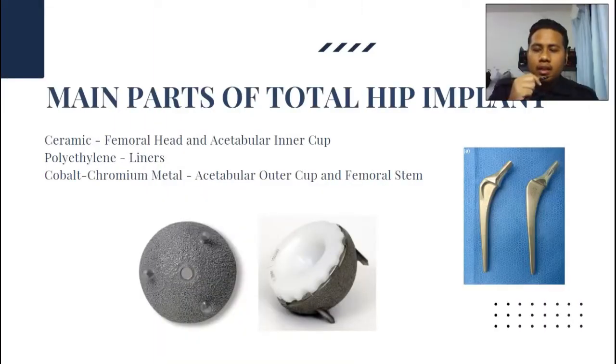The main parts of a total hip implant consist of four parts: the femoral head, acetabular cup, liners, and the femoral stem. For the femoral head and the acetabular inner cup, we are using ceramic. As for the liners, we are using polyethylene, and for the acetabular outer cup and femoral stem, we are using cobalt chromium metal.